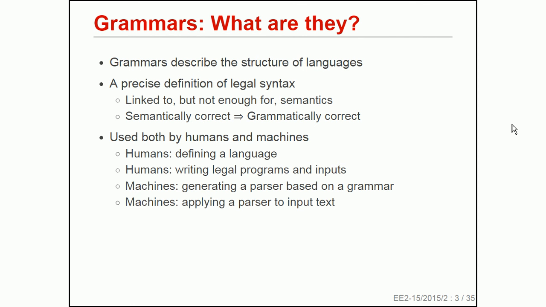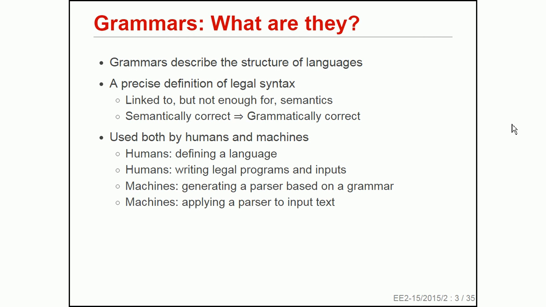So a grammar is exactly what you think it is. A grammar is something that defines the structure of language. And ideally, a grammar should be a precise definition of exactly what is a legal program, what is a valid sentence within this language. Grammars are linked to, but not enough to actually guarantee, semantics. So a program can be grammatically correct, but it might be semantically incorrect. There are lots of C programs, for example, or C++ in particular, where you can grammatically analyze it and determine exactly what everything is. But if you try and actually compile it, you find it doesn't actually have meaning.